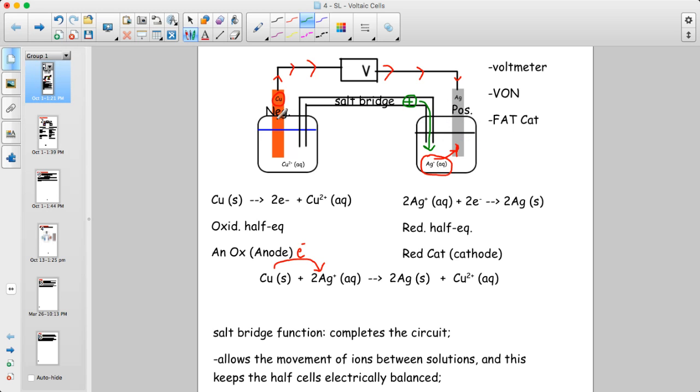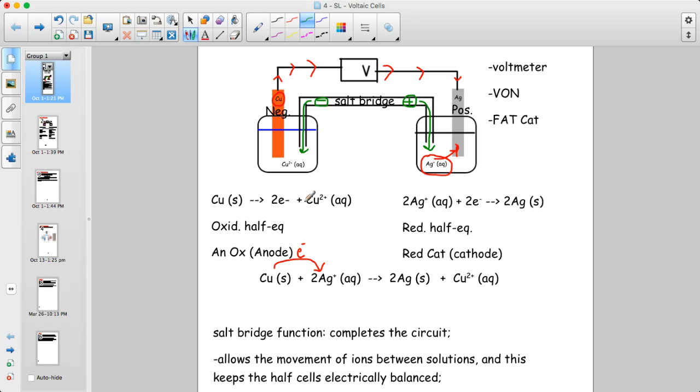On the other end, as the copper is losing electrons, a positive charge would build up over here. So the salt bridge has negative ions in it, and the negative ions are naturally going to flow into this cell to keep it electrically neutral. So the salt bridge just provides ion movement and keeps the overall charge neutral.